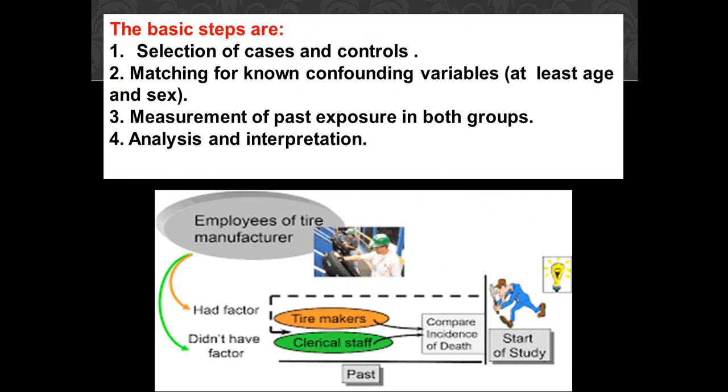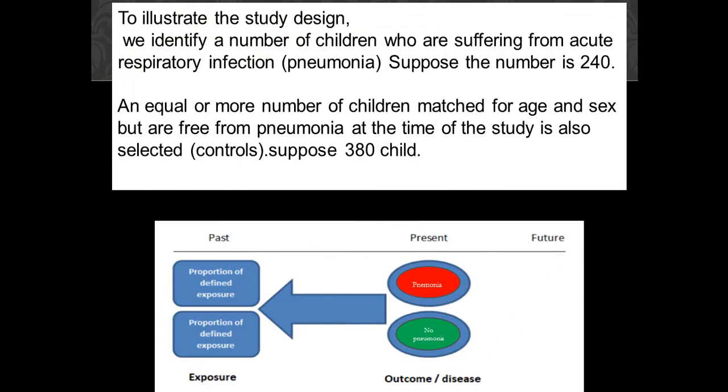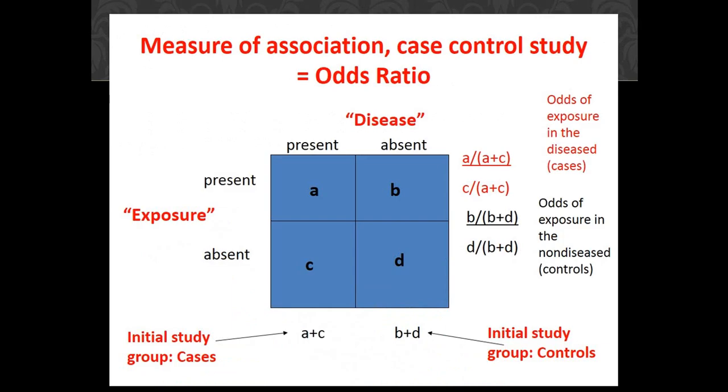So the basic steps are selection of cases and controls, matching for confounding variables, at least age and sex, measurement of the past exposure in both groups, and then analysis and interpretation. To illustrate a study design, we have to identify a number of children who are suffering from, probably, pneumonia. Suppose the number is 240, and we have an equal or greater number of children matched for age and sex, but they are free from pneumonia. They are the controls. Suppose they are 380, and we have to compare between them.